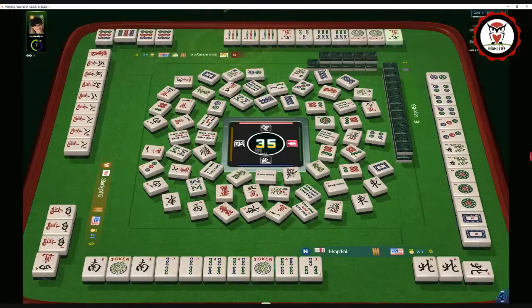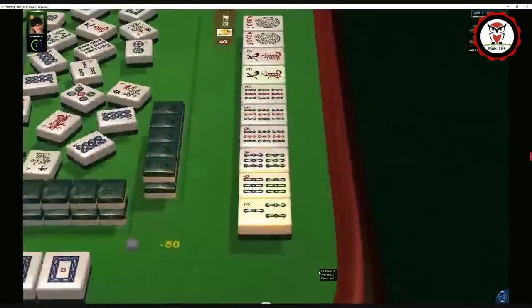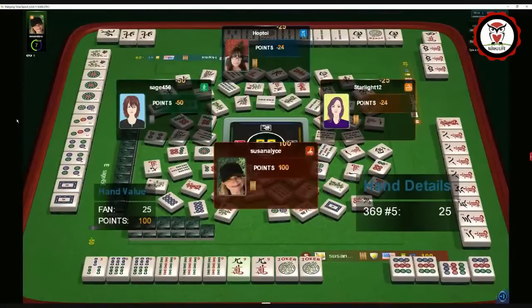Mahjong. Oh, shoot. All right, well, we got ready on a 3 bam. So I was happy with the development there. We came a long way. It was a quick switch there.